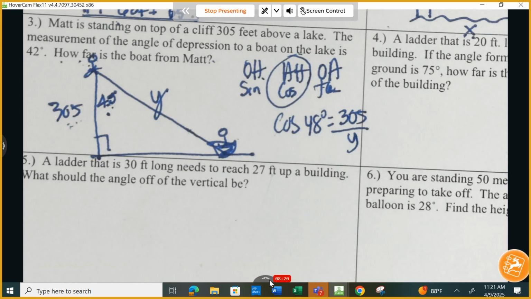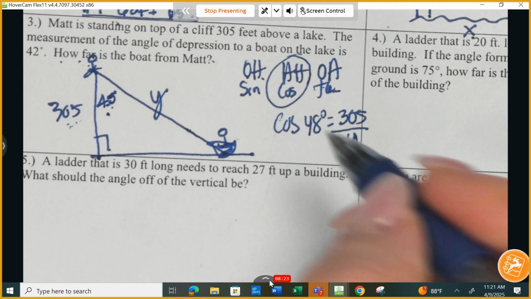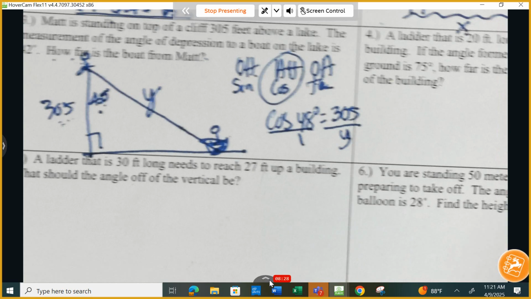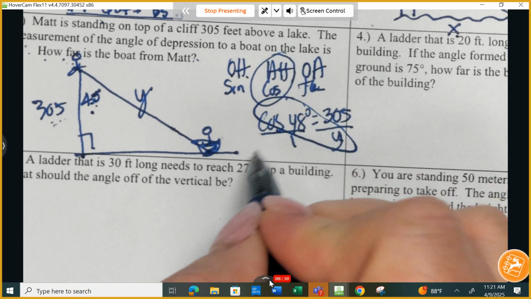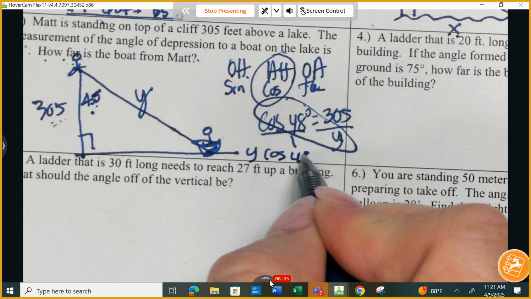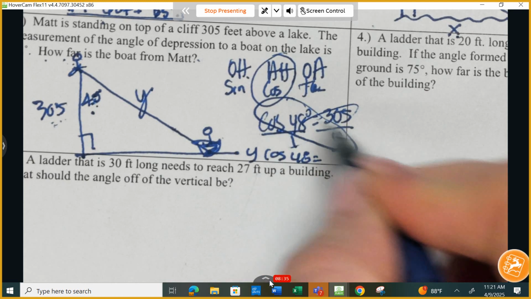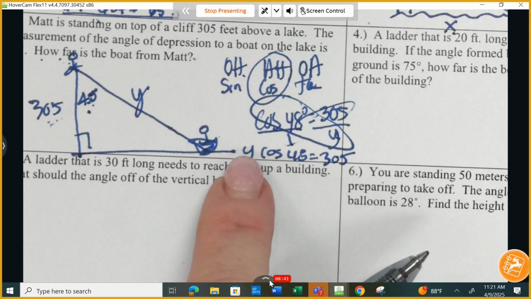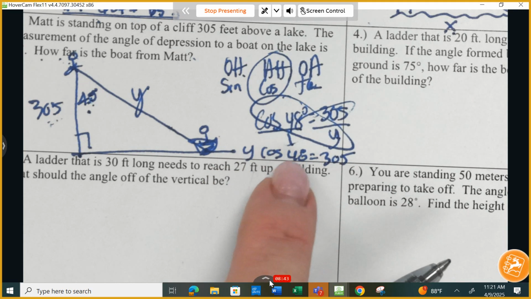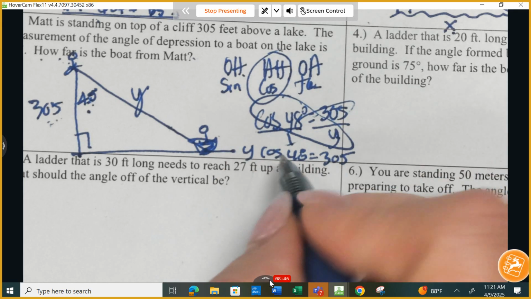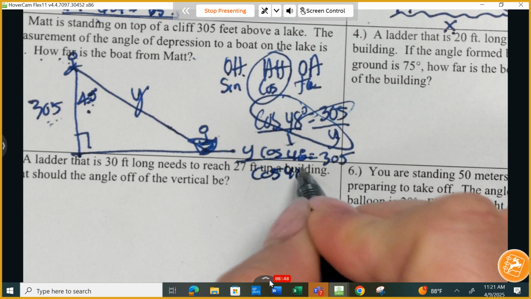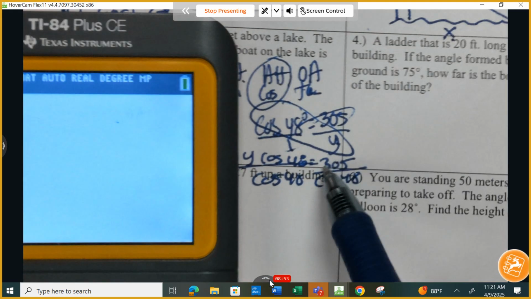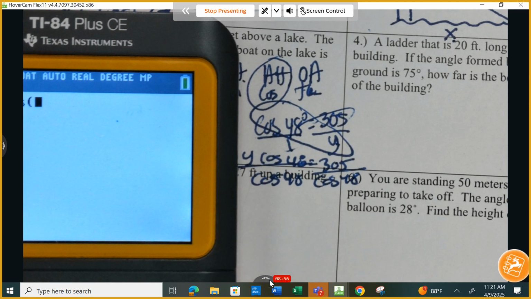Now this is where it gets kind of tricky, and we have a couple different things that we can do here. We do not divide by 305. We're going to cross multiply whenever the variable is on the bottom. So we're going to take y times the cosine of 48 degrees. Well, I know 1 times 305 is just 305. And we ultimately need to get y by itself. So y is being multiplied by the cosine of 48. Opposite of multiplying is dividing. Divide by the cosine of 48. So on my calculator, I'm going to type in 305 divided by the cosine of 48.